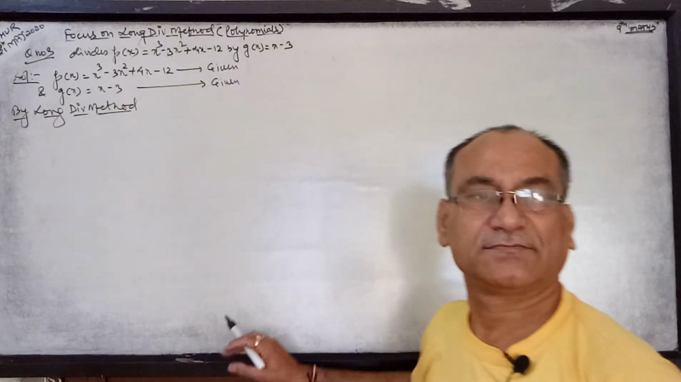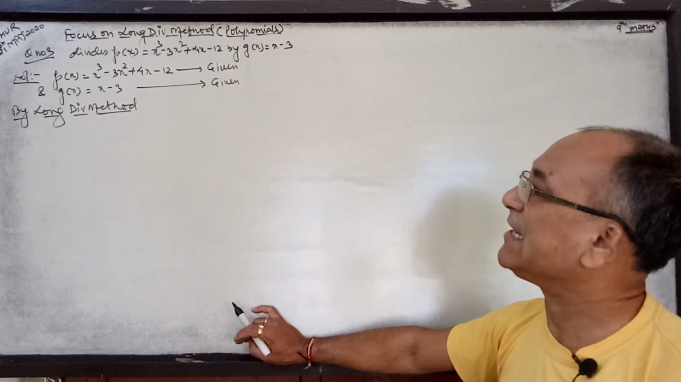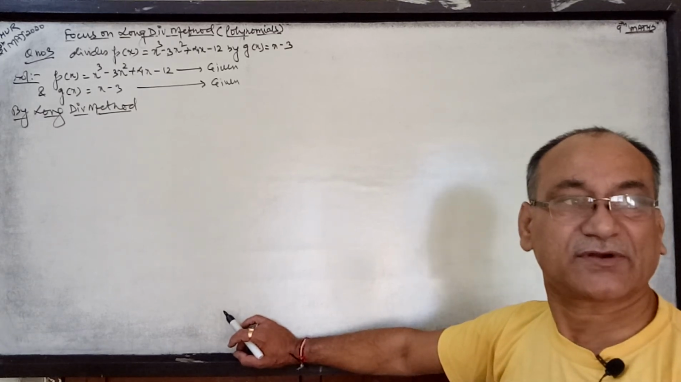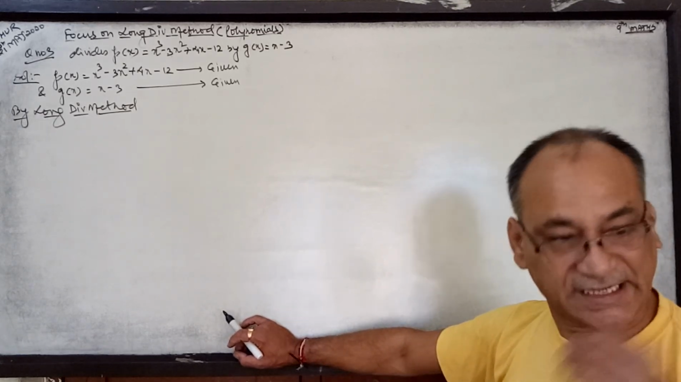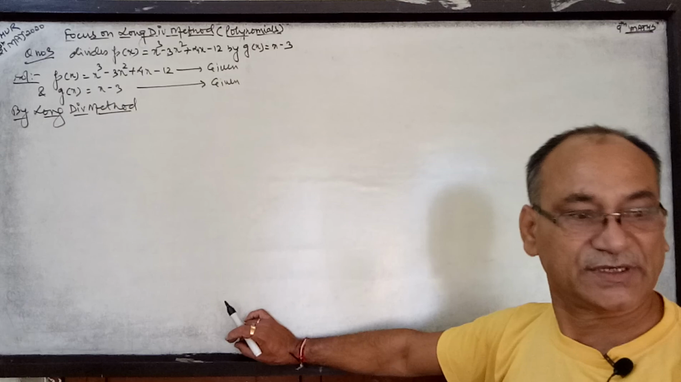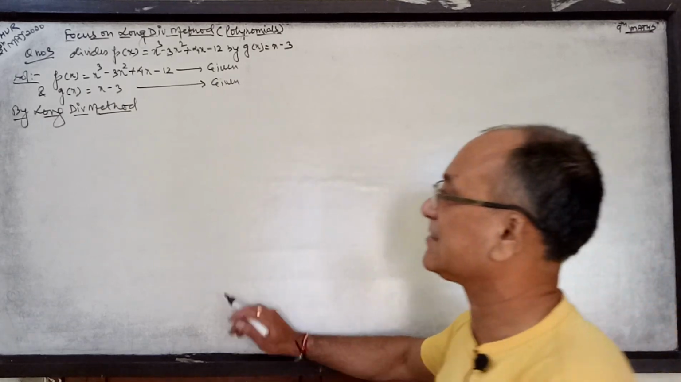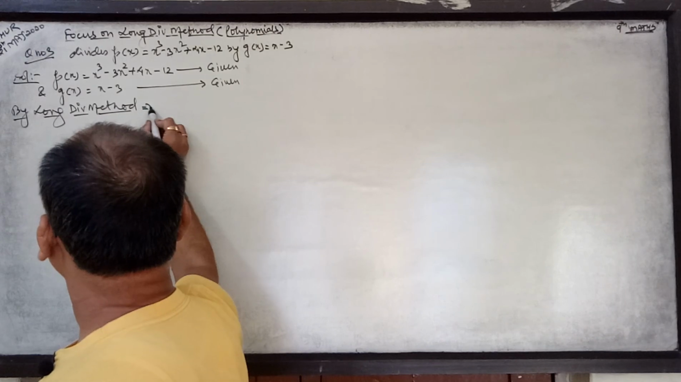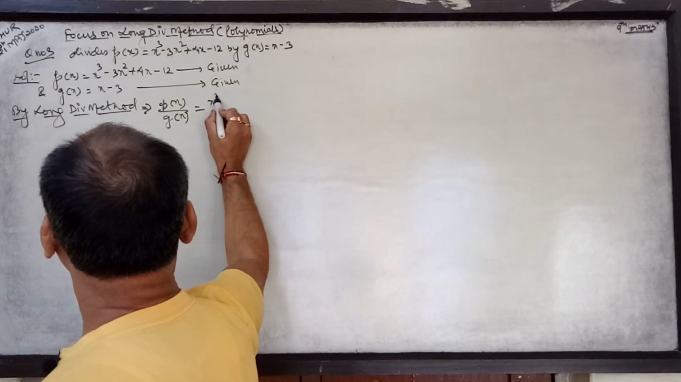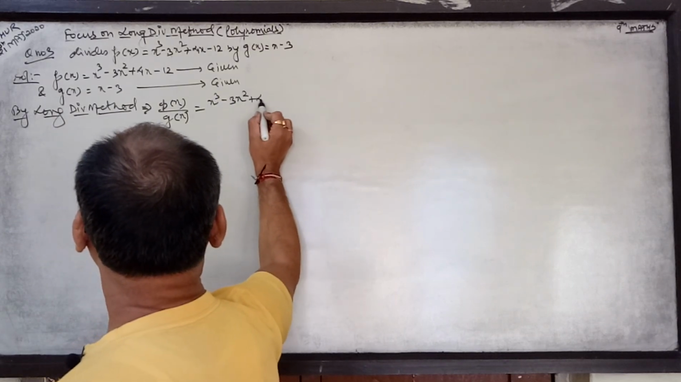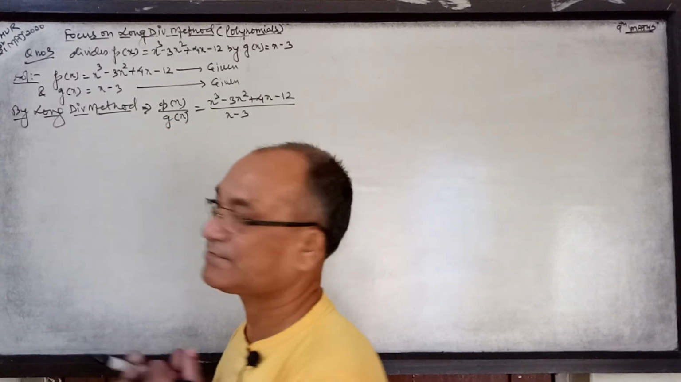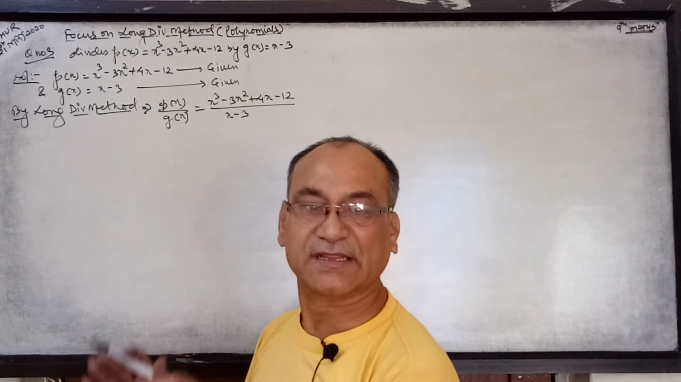In this question he is only saying please divide. It means in the question he has not asked for the quotient and remainder, but still the quotient and remainder both need to be found. So that means you have to find them, remember this. So now long division method means px is divided by gx. Look, x cube minus 3x square plus 4x minus 12 divided by this x minus 3. Understood?